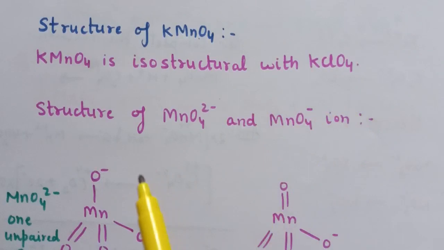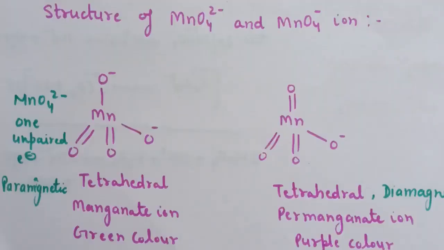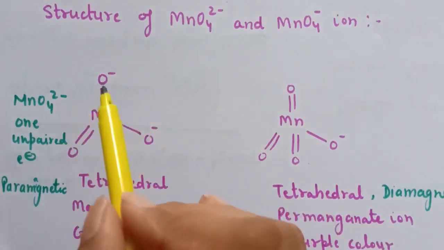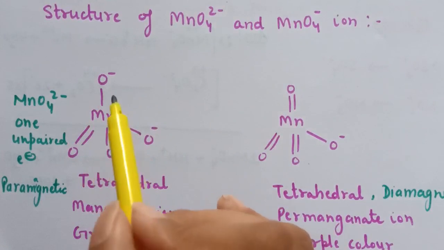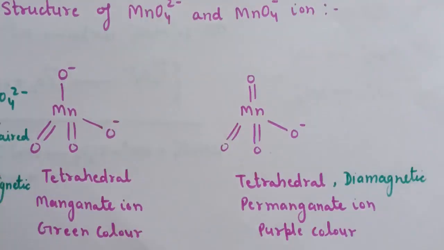Now here are the structure of MnO4 2 negative and MnO4 negative ion. MnO4 2 negative, that is manganate ion, and MnO4 negative is permanganate ion. Now this is the structure of manganate ion, in which manganese is tetrahedrally surrounded by oxygen atoms, and this manganate ion is green in color and it has one unpaired electron, that is why it is paramagnetic in nature.